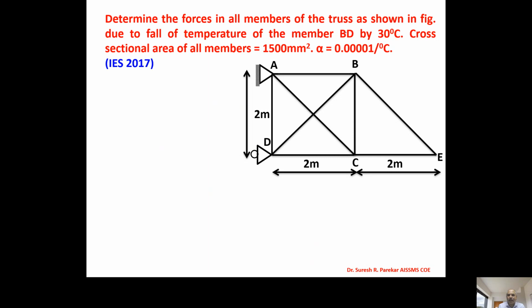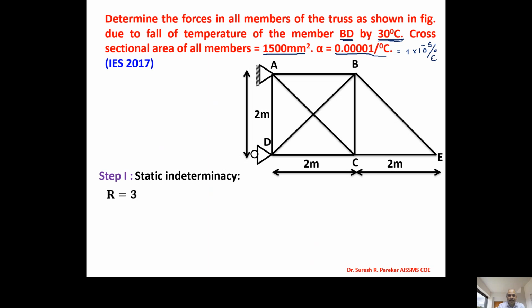Determine the forces in all members of the truss as shown in the figure due to fall of temperature of member BD by 30 degrees centigrade. So whichever member has the temperature change should be considered as redundant. Cross-sectional areas of all members are 1500 mm square. Alpha we have 0.0001 per degree centigrade, which we can write as 1 into 10 raised to minus 5 per degree centigrade.